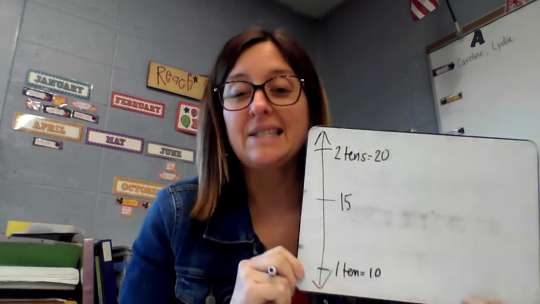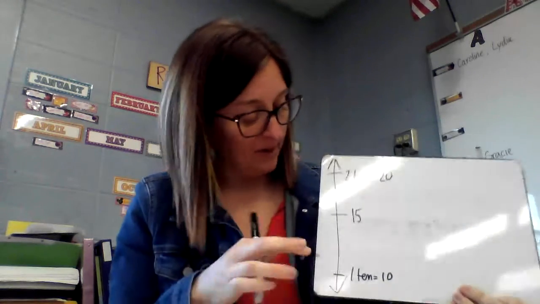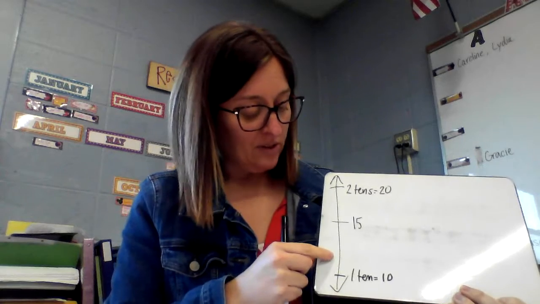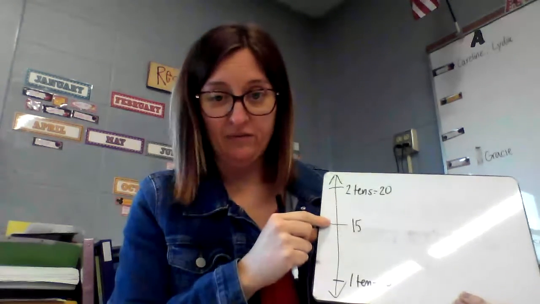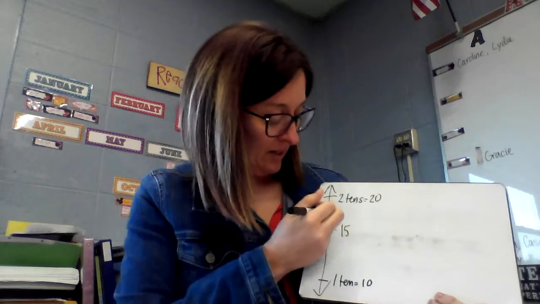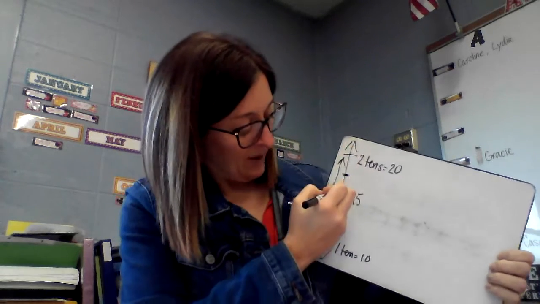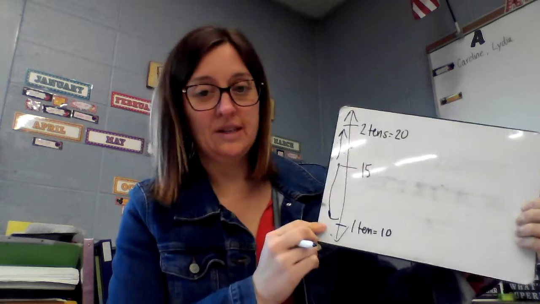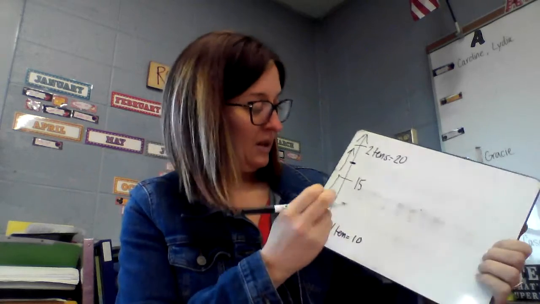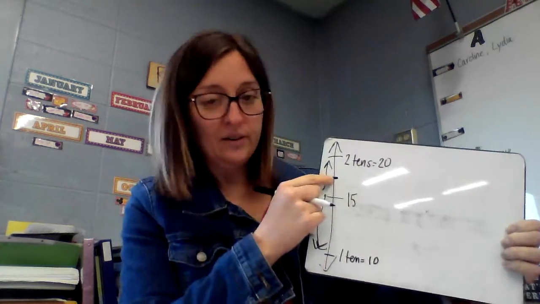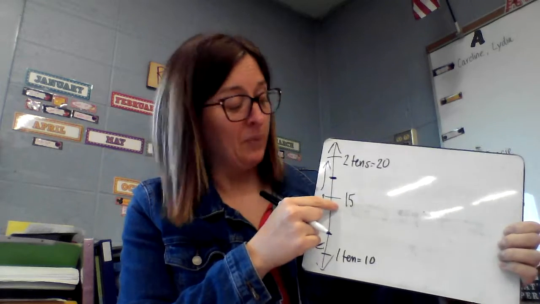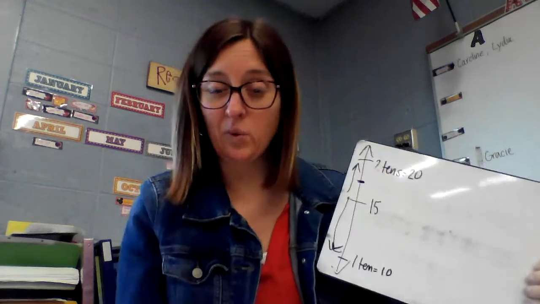So if my number is 17, and I'm going to place it on my number line, 11, 12, 13, 14, 15, 16, 17. Remember, anything above that mark goes up. Anything below it goes down. So 17 right here, it is above the midway point, so it goes up to 20.